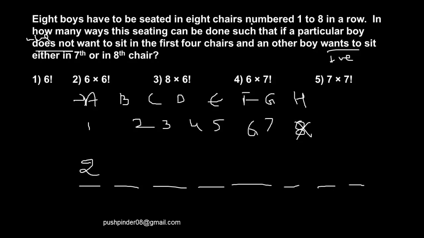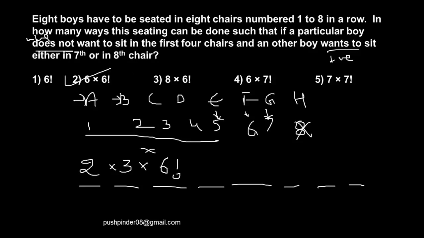Now a particular boy, let's say B, does not want to sit on first 4 chairs. So if he does not want to sit on the first 4 chairs, he can sit on the 5th, the 6th, or the 7th chair. So 3 ways he has got to sit. Now is there any condition left? No, there is no condition left. Now how many chairs are left? There are 6 chairs left and 6 people left. So nothing but 6 factorial. So my answer is 6 into 6 factorial.